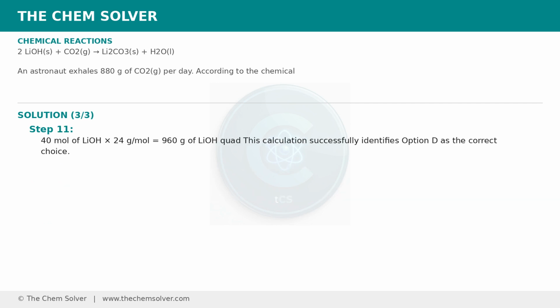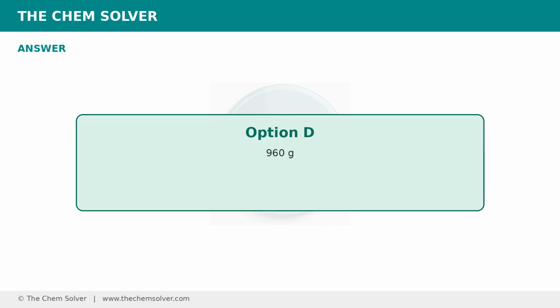40 moles of LiOH times 24 grams per mole equals 960 grams of LiOH. This calculation successfully identifies option D as the correct choice. The correct answer is option D, 960 grams.